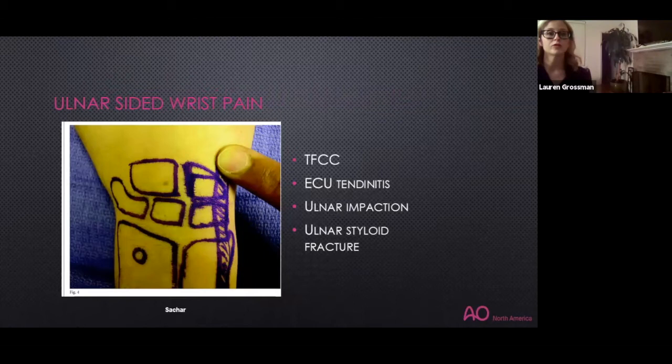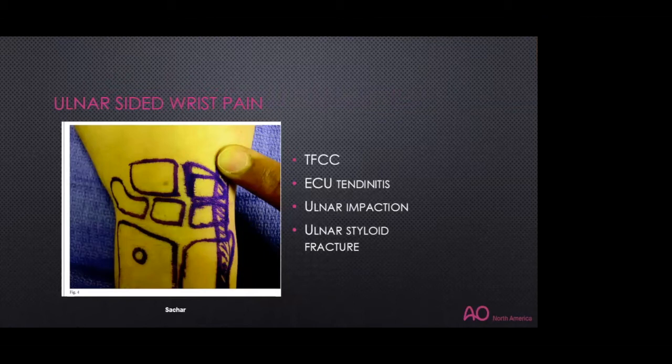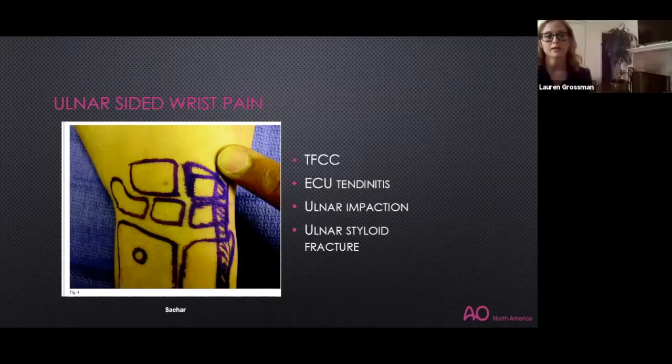As we move ulnarly, there are a host of problems that can occur on the ulnar side of the wrist, commonly called the black box of ulnar-sided wrist pain. There are so many structures in such a small area that sometimes it's very difficult to diagnose these problems. There are TFCC injuries, ECU tendonitis, ulnar impaction from an ulnar positive wrist, and ulnar styloid fracture, to name a few.